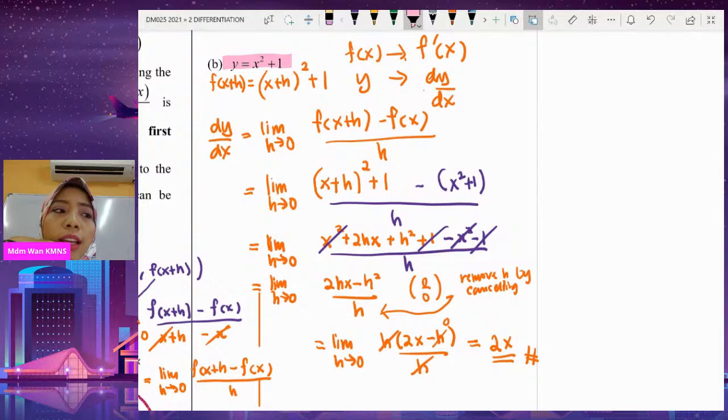Mana boys? I want D2P13. D2P13, please comment now. Okay, if you check back, dy over dx will give you 2x, so your answer is correct. We have another 2 examples, so if you don't understand, please take closer attention to the next example.